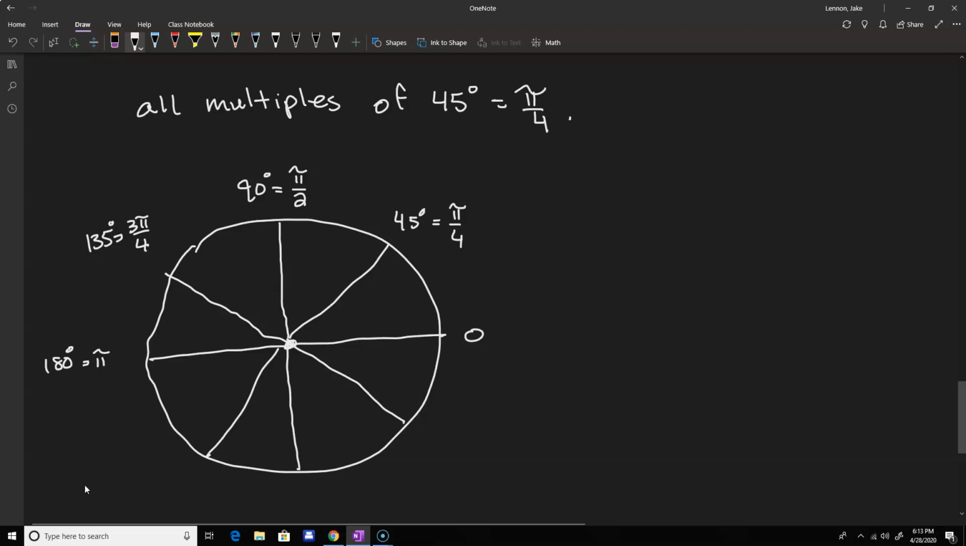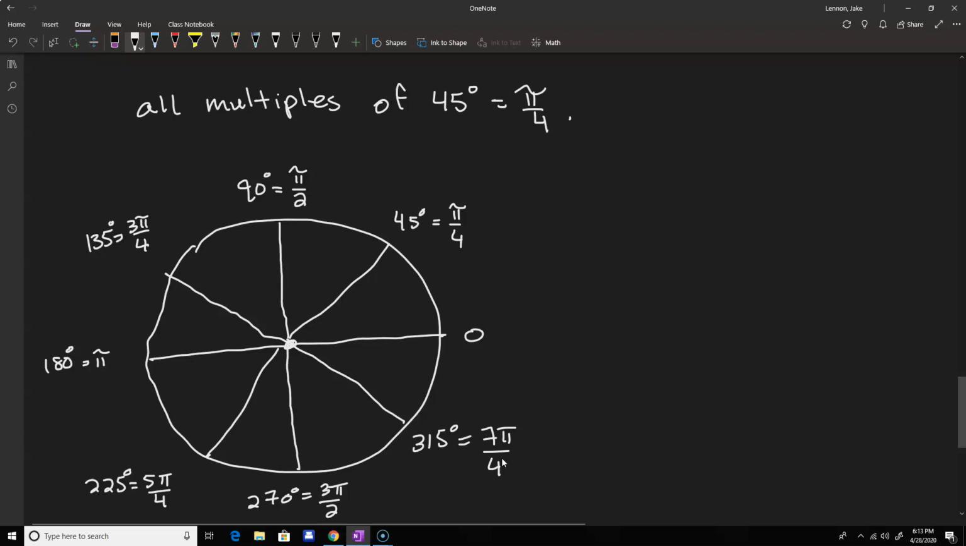We have 225 degrees, which is 5 pi over 4 radians. We have 270 degrees, which is 3 pi over 2 radians. And then we have 315 degrees, which is 7 pi over 4 radians. And for angles that are bigger than those, you just keep going around the circle in the counterclockwise direction.